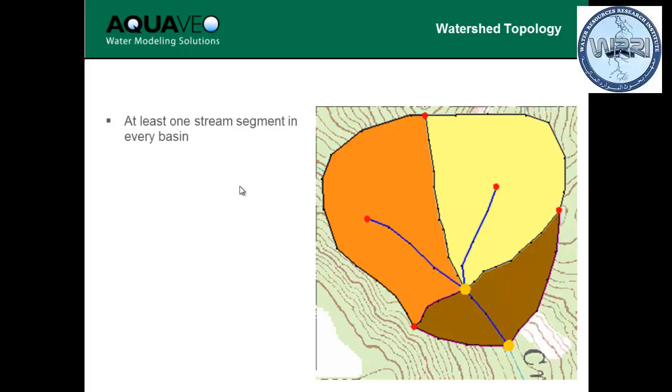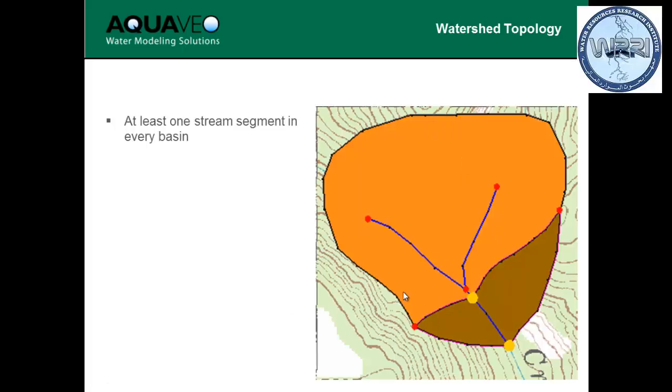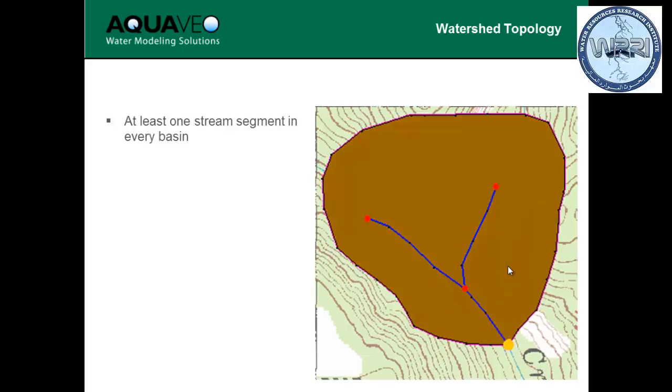Another rule that WMS has is that you have to have at least one stream segment in each of your subbasins. Here I have 3 subbasins, and each subbasin has a single stream inside of it. Here I have 2 subbasins, and each subbasin has at least one stream segment inside of it. You can have more than one stream segment inside of a subbasin, but you have to have at least one. You can't have 0. You have to have one or more. Okay, this is also fine.